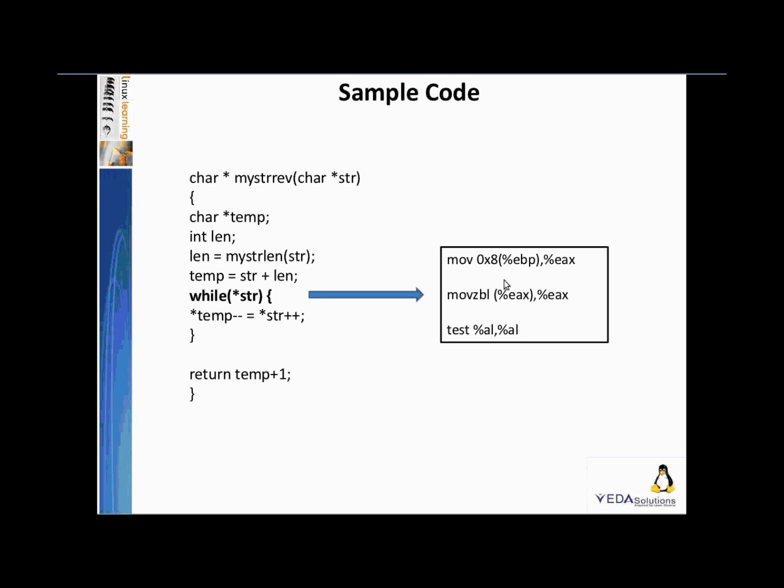The first instruction moves the address of that particular str to EAX accumulator. In the second instruction, we are trying to access the first offset, the first byte of that particular location pointed by str, and the value of that first byte is being moved into EAX. In the third instruction, we are verifying if that byte value is a valid value and is not 0. If the value is not 0, the condition is set to be true, and then we jump into loop body.